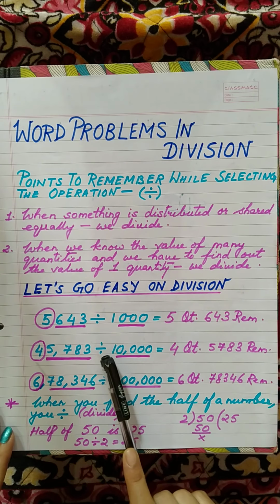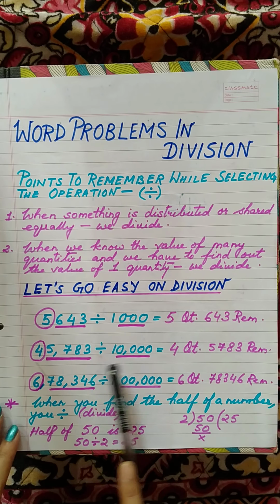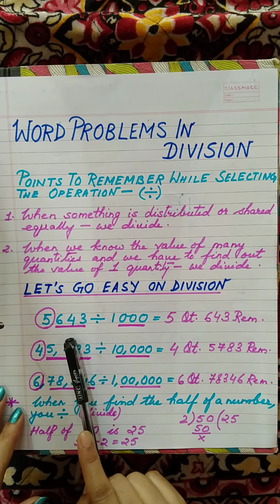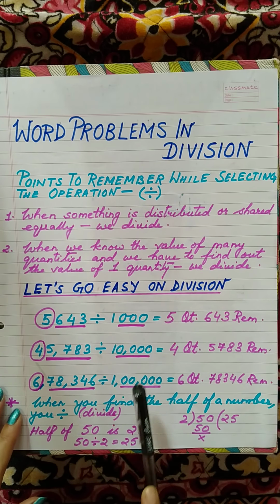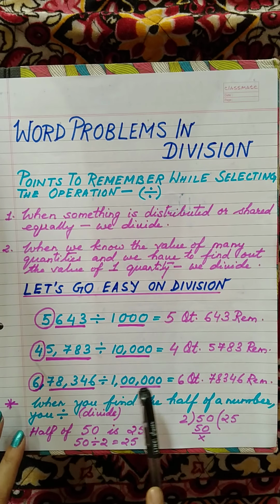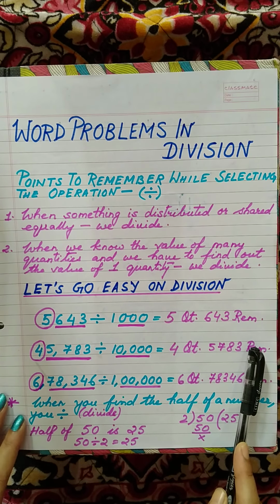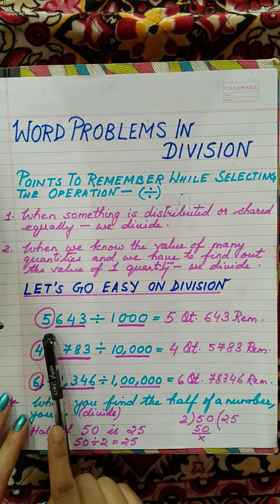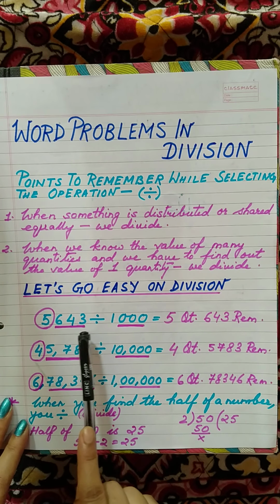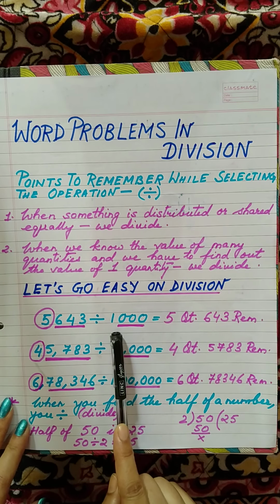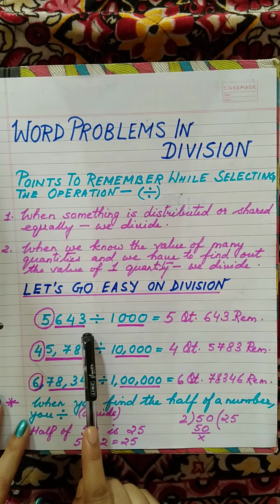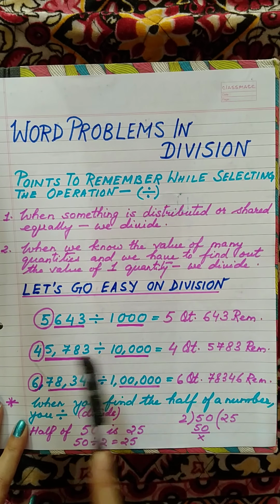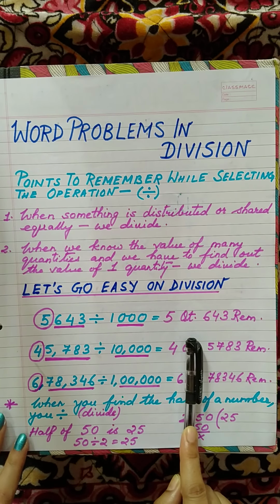Now children, let's go a little easy on division. How can we do division easily? When we divide a number by 1000, 10,000, lakh or so on, the quotient and the remainder can be found out easily. Here we are dividing 5643 by 1000. 1000 has got 3 digits. So here we underline the last 3 digits, which becomes the remainder. And the left out digit is the quotient.